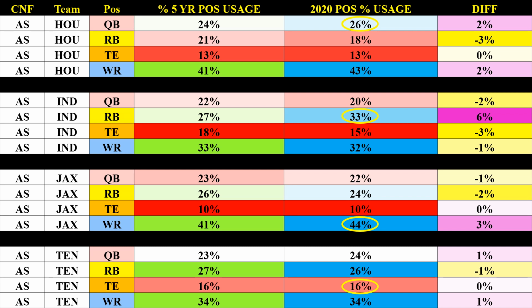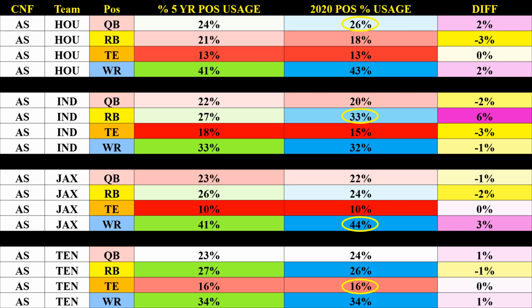Running back, David Johnson, 18% is weak sauce. Tight end, 13%, that's weak. But this whole conference is weak, so it's hard to say on the tight end. You might get a streaming play here. So I think this is the case where 2020's positional usage may not tell us as much of a story. There's a lot more uncertainty here with Houston.